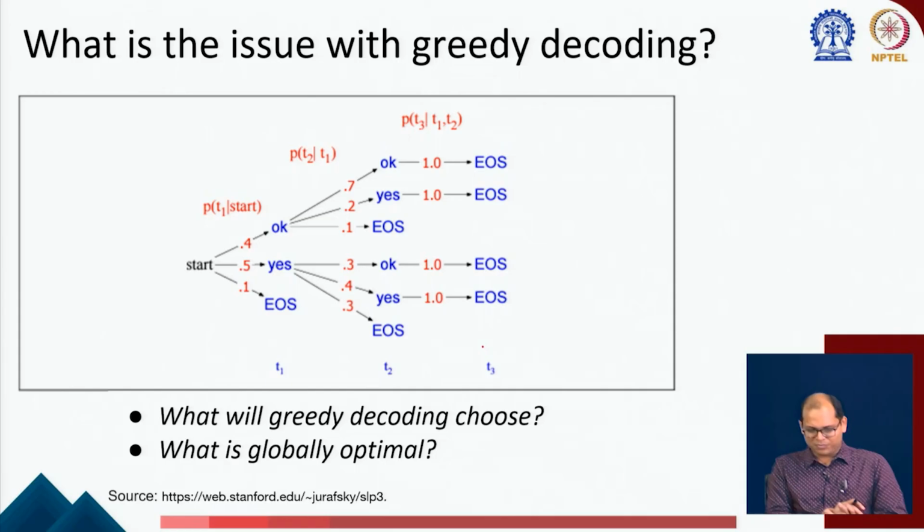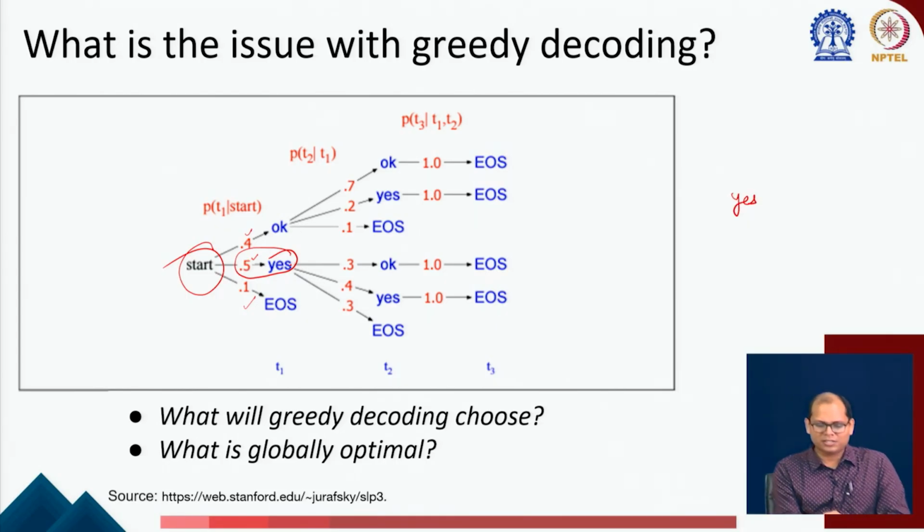So, let us take this example. This is a very toy example. So, you are starting from the start token and you have only 3 words, okay, yes, end of sentence, that you can generate. In the starting you have a probability distribution, you can give 0.4 probability to okay, 0.5 to yes, 0.1 to EOS. So, what would you do with the greedy decoding? I will always choose the word with the highest probability, I will choose yes. Okay. So, I have generated yes.